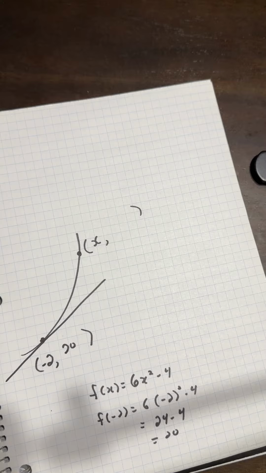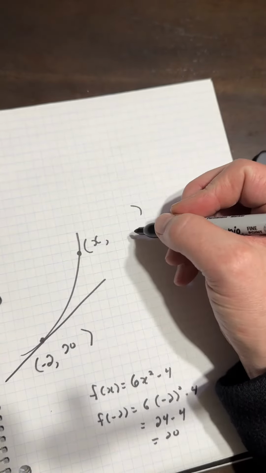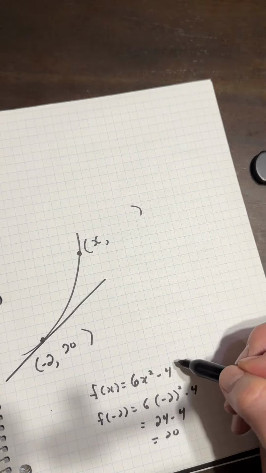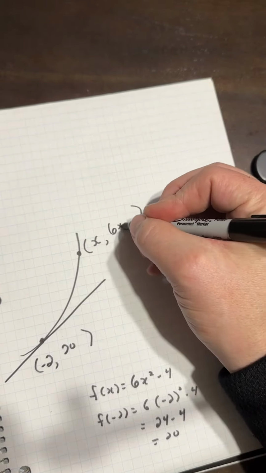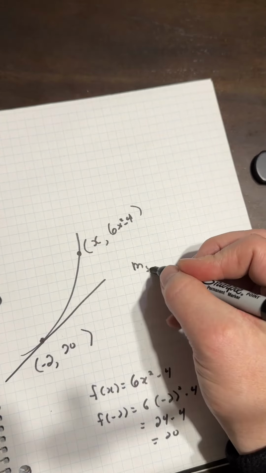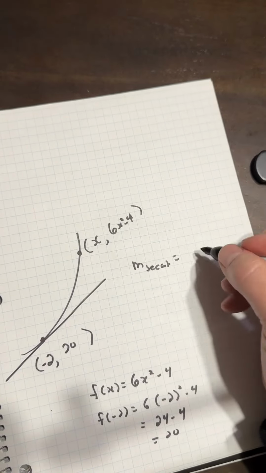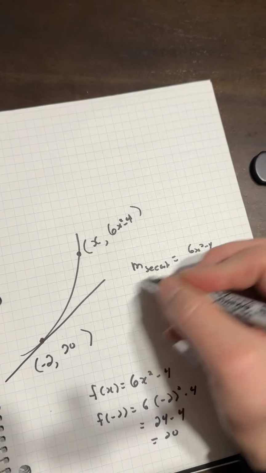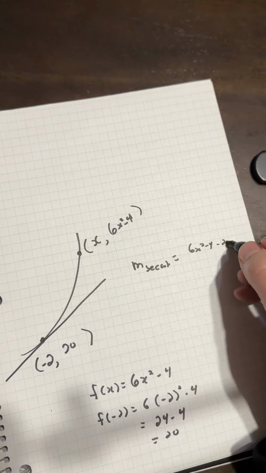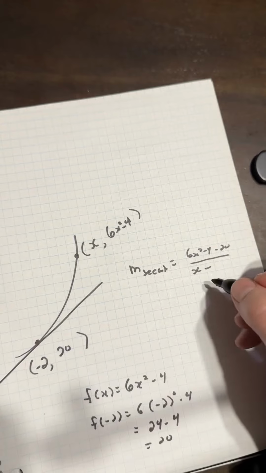Okay, so then after that you're like, well, okay, that's fine, but how do I sub in that x into the function? And that's actually easy, but it's weird looking. If I want to sub x into the function here, my value is 6x squared minus 4. Now I can find the secant slope formula. I go y2, 6x squared minus 4, minus y1, which is 20, over x2, x, subtract x1, which is -2.